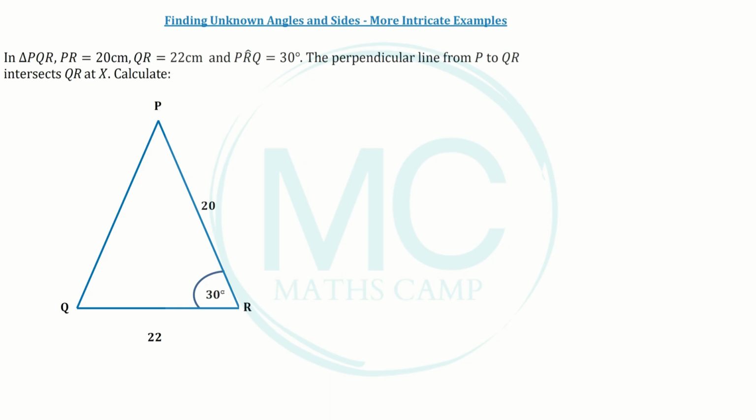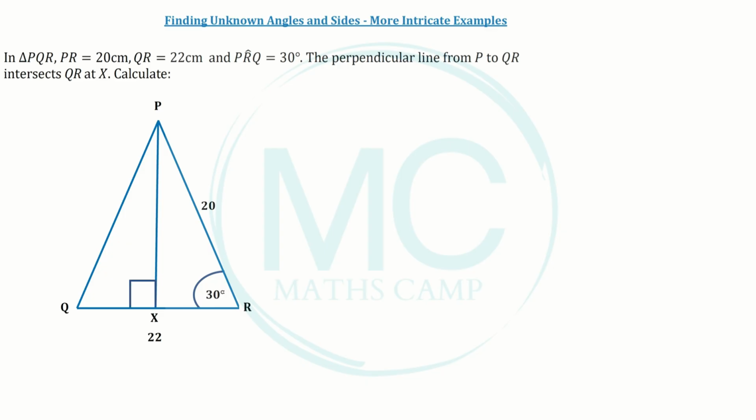The perpendicular line from P to QR intersects at X. So let's draw a line from P to QR. The point of intersection is X, so we can name it on the diagram. The question tells us that this line is perpendicular to QR. When lines are perpendicular, they are at a 90-degree angle to each other. So let's draw a 90-degree angle over here.